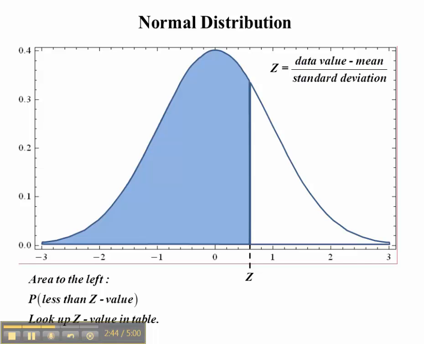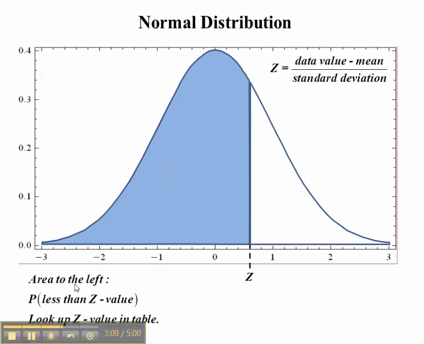Now, most of the time we're going to use either StatDisk or StatCrunch to find these probabilities. However, it's useful for you to understand how the software is calculating the z-values. And there is actually a table of z-values in the back of your book where you could calculate these yourself. Now, case 1 is the area to the left.